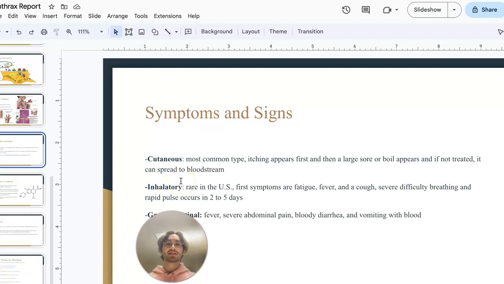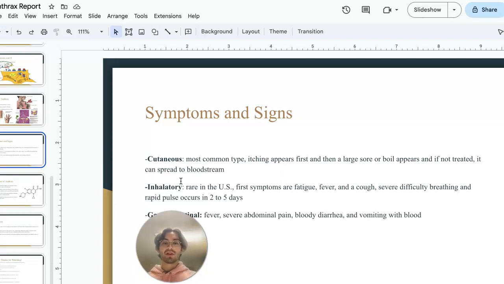The symptoms and signs of anthrax. For the cutaneous form of the disease, which is also the most common type of anthrax, the first symptoms include itching, and then a very large sore or boil will appear on the skin. And if it's not treated immediately or soon enough, it can easily spread to the lymph nodes or to the bloodstream, which further complicates the disease.